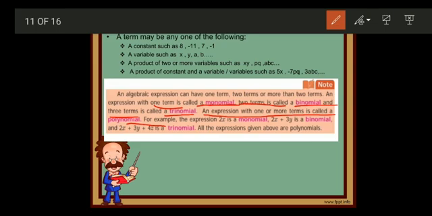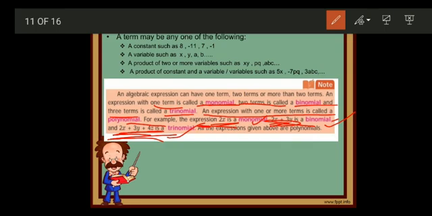So here they have given examples. 2x is an expression, and in that expression only one term is there, that is 2x. So 2x is a monomial. 2x plus 3y. Here we have two terms, so it is binomial. 2x plus 3y plus 4z. Here we have three terms, so it is trinomial. So all these expressions, 2x, 2x plus 3y, 2x plus 3y plus 4z, are called polynomials. If an expression is having one or more terms, it is commonly called a polynomial.